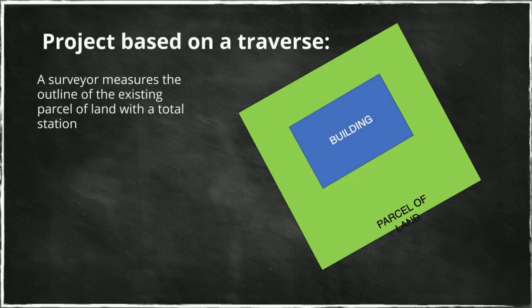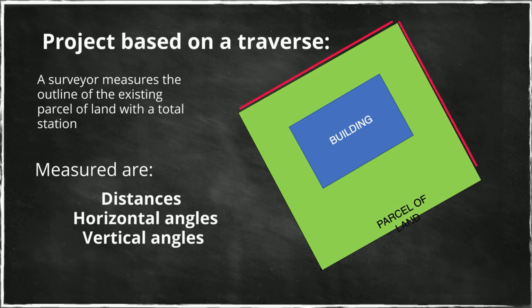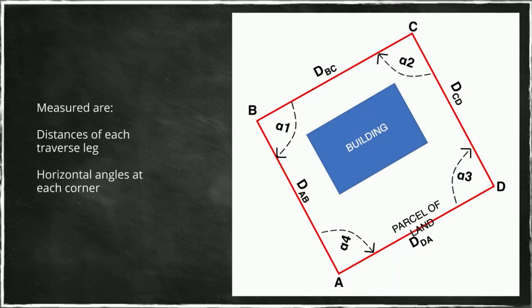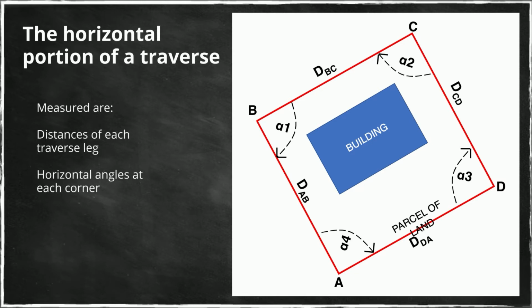Let's say for this purpose, a surveyor has given the position of one of the corners, in this case, for example, this one, and has measured this parcel. And what are the data that the surveyor will provide? And what does he need to do to calculate a result? What the surveyor measured is the distances of these traverse legs. Then he measures horizontal angles, one angle at each corner. And then he measures vertical angles that are going to be used for the transfer of elevations from one point to another. So the horizontal portion of a traverse would be this.